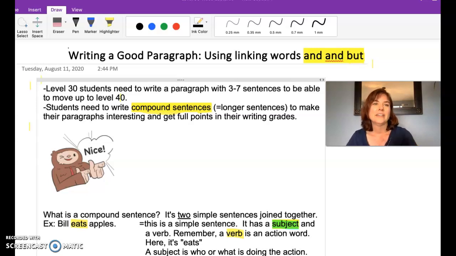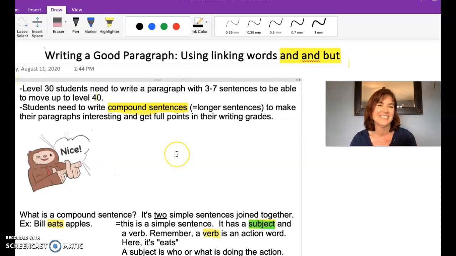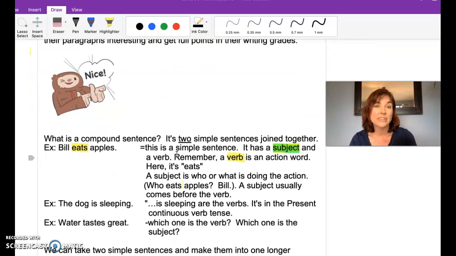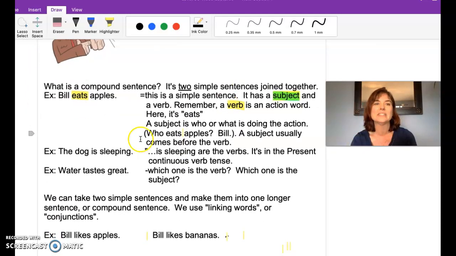speaker. Now, level 30 students need to write a paragraph with 3 to 7 sentences to be able to go up to level 40. Students also need to write compound sentences or longer sentences to make their paragraphs interesting and to get full points in their writing grades. Okay, nice. Now, what is a compound sentence, you ask? It's two simple sentences joined together.